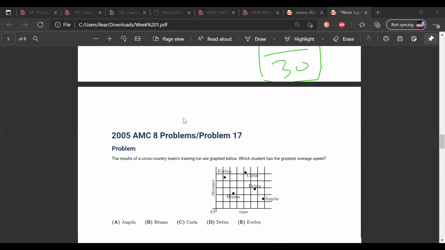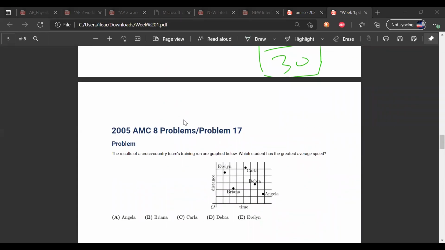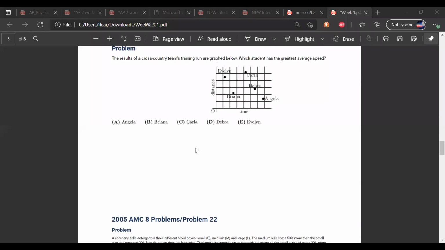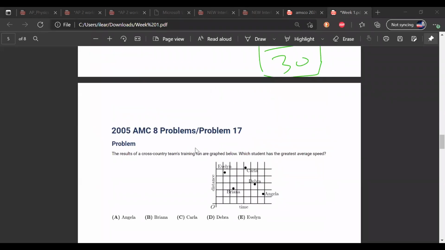So it's C. Nice. So let's move on to another type of problem. The results of a cross-country team training are graphed below. Which student has the greatest average speed? So once again, let me remind you that speed is equal to total distance over total time.